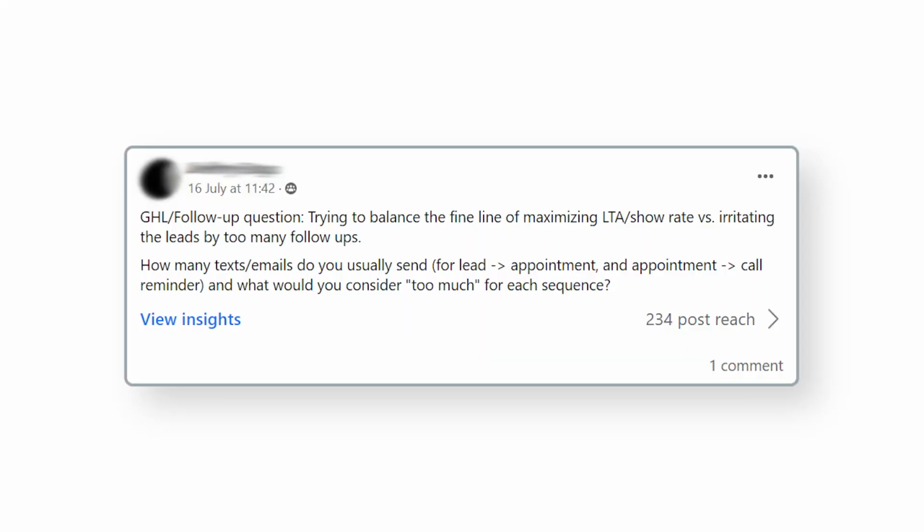Go High-Level follow-up question. Trying to balance the fine line of maximizing lead-to-appointment show rate versus irritating the leads by too many follow-ups. How many texts, emails do you usually send for lead to appointment, an appointment to call reminder, and what would you consider too much for each sequence? This is a really good question, and it's something that we've really mastered over the years. And the first one is to the question about the lead to appointment ratio. And the answer is that there's no limit. You keep going until they tell you to stop.